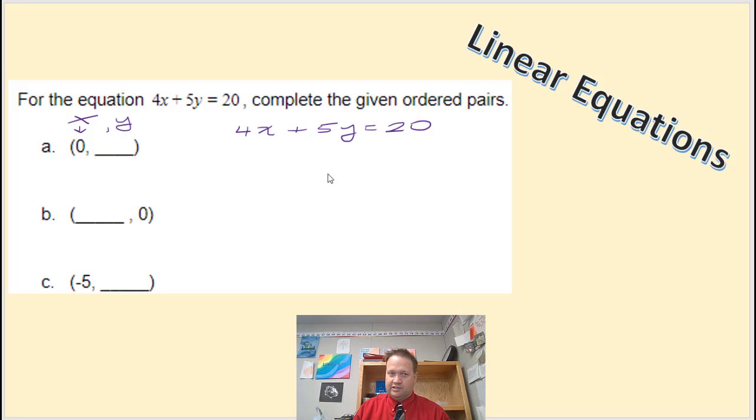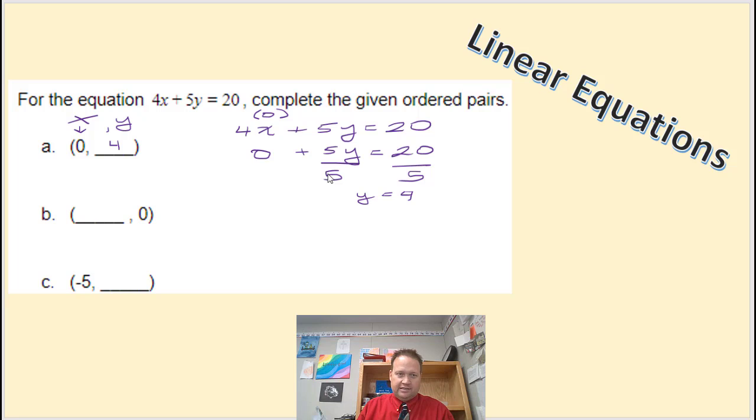But we already know that x is 0, so if I use a 0 right there in place of x, 4 times 0 is 0. And I am going to solve the rest of this equation for y. And now I just have 5y equals 20. I'm going to divide both sides by 5, and I'm going to get y equals 4. And that's going to solve the first problem of my ordered pair. So one ordered pair I have is (0, 4).